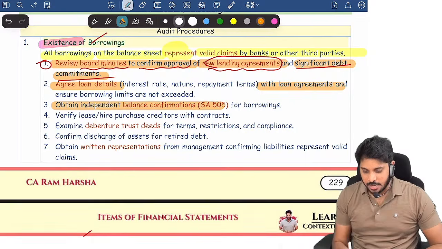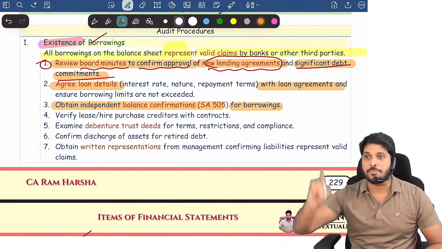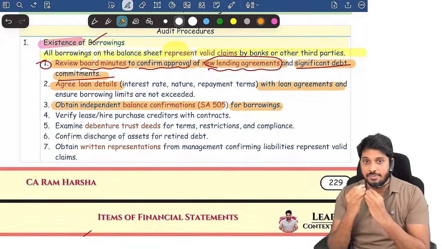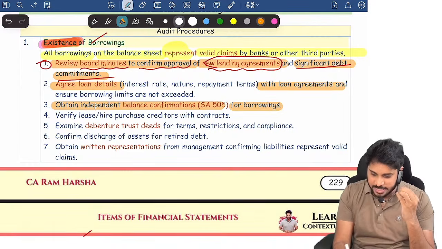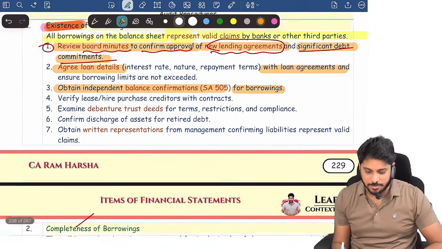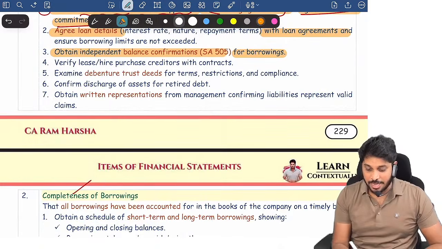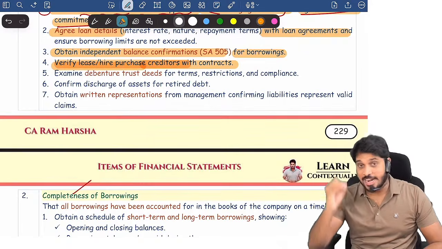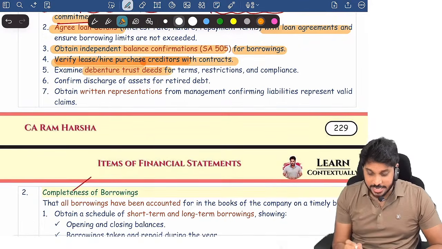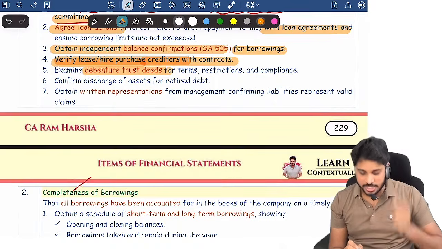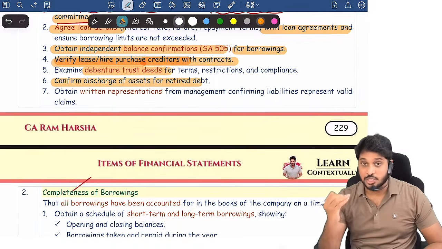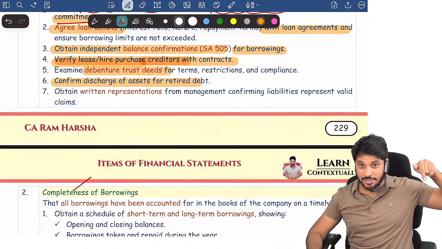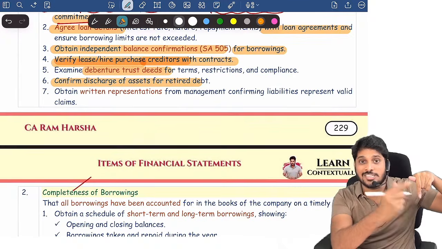Next, obtain balance confirmation from the bank, from the third party who lent us. They lent us the money, right? Get a confirmation from them. By getting a confirmation, you get evidence that yes, the borrowing is existing. In case of hire purchase or lease contracts, again, compare the contracts with agreements. In case of debenture borrowings, look at the debenture trust deed. Confirm discharge of assets for retired debt. If any debt is repaid, the asset created for charge should have been discharged from the charge.